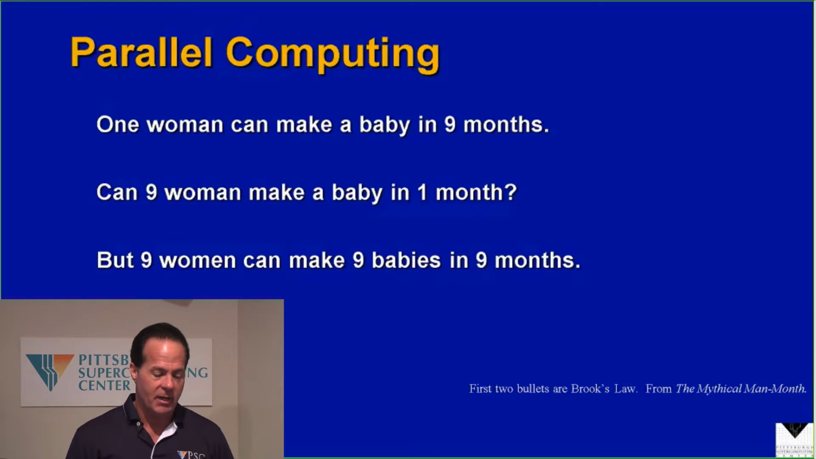And Brooks observed that 1 woman can make a baby in 9 months. Does that mean that 9 women can make a baby in 1 month? No, that's absurd. On the other hand, 9 women can make 9 babies in 9 months. So you can do things in parallel effectively, but you have to know how you can do them in parallel. You can't just cram everything faster. You can't take any algorithm and just make it work automatically faster on multiple cores. You have to instead understand when you can and when you can't, and how you can do things in parallel.